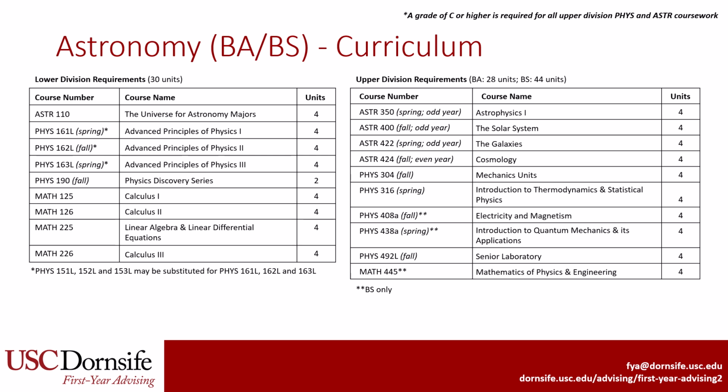All students in astronomy and physics majors will complete a 2-unit seminar course called Physics Discovery Series. This course is an excellent introduction to the Department of Physics and Astronomy and the research happening in these fields. The biggest difference between the BS and the BA can be seen in the upper division requirements. The BA requires 28 units, while the BS requires 44 units.